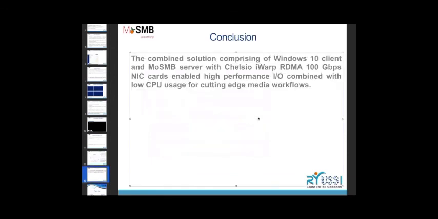So I go to my final slide. Overall, what we saw was that there are a lot of challenges with cutting edge media workflows for the storage, but the combined solution, which comprised of a Windows 10 client and a MoSMB server connected with Chelsio iWARP RDMA cards, could address a lot of these challenges.